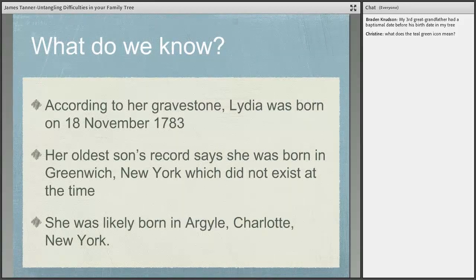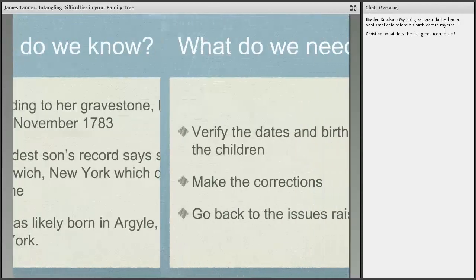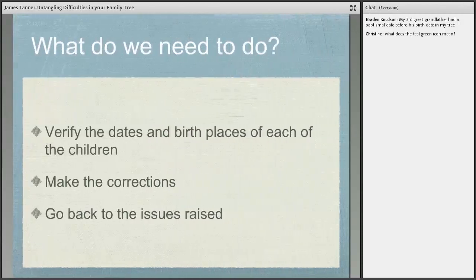So what do we know about Lydia? According to her gravestone, Lydia was born on 18 November 1783. Her oldest son's records say she was born in Greenwich, New York, which did not exist at the time, and she was likely born in Argyle, Charlotte, New York. What do we need to do? Verify the dates and the birthplaces of each of the children, make the corrections, and go back to the issues raised and see what we need to do next.